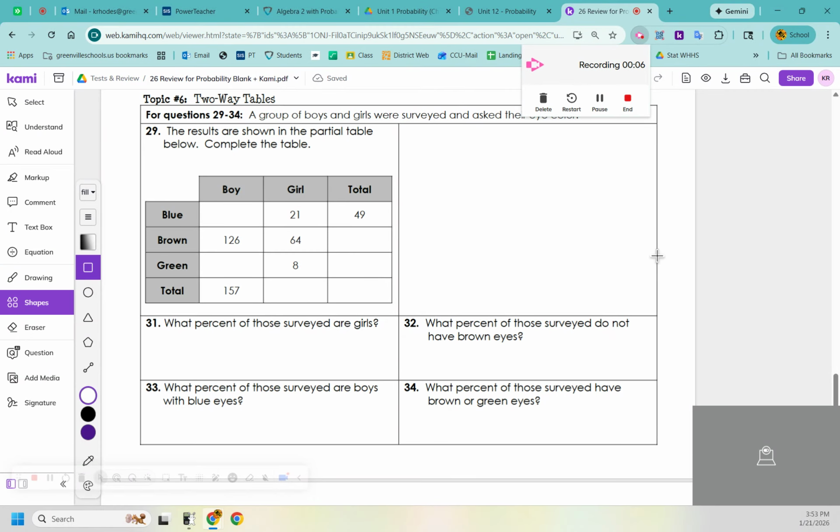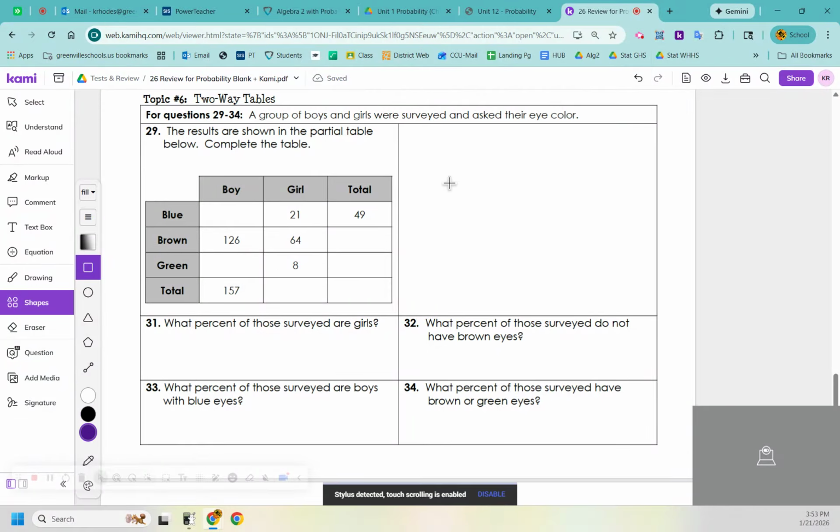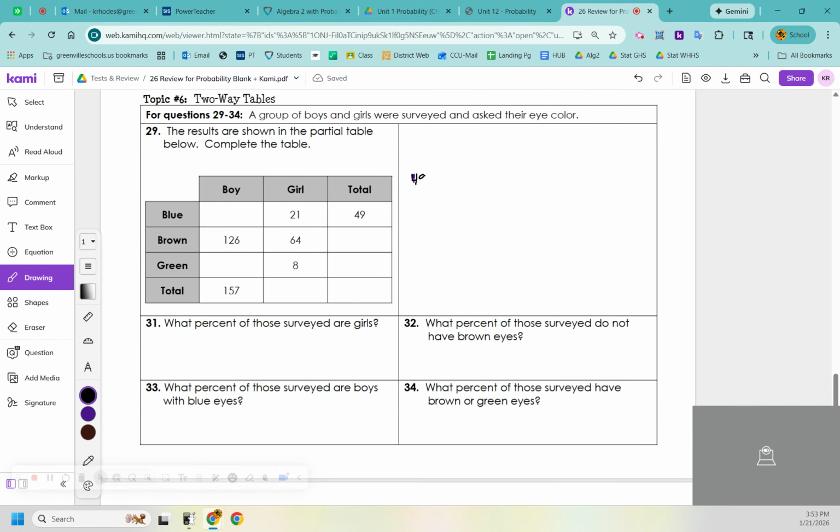I'm gonna do two-way tables and topic 6 and topic 7 in this one. So to complete your two-way table, we need to have the totals add up. So we can do 49 minus 21. So 49 minus 21 is 28. We're adding the columns, so 126 plus 64 is 190.